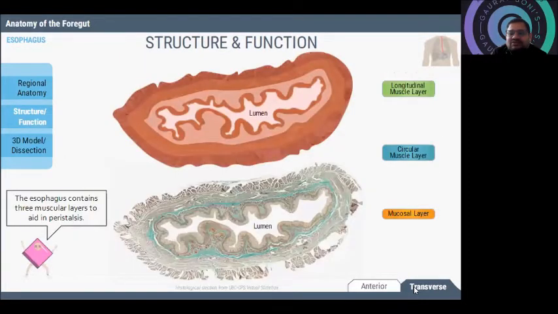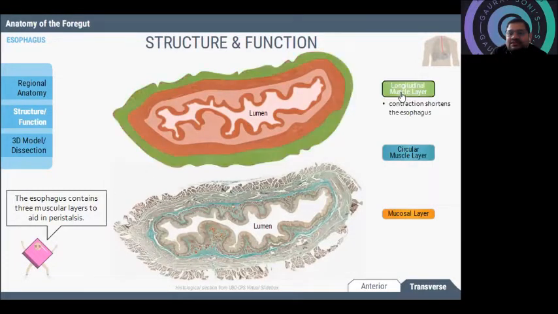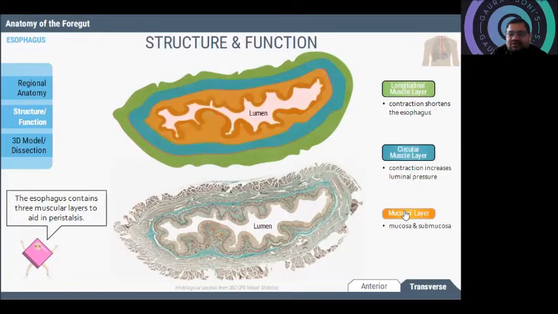You can see a transverse view also. This is the muscular part, and there is a lumen. This is the longitudinal muscle layer. Contraction shortens the esophagus. The circular muscle produces the contractions. Then the mucosal layer, which has mucosa and submucosa, secretes certain fluids.